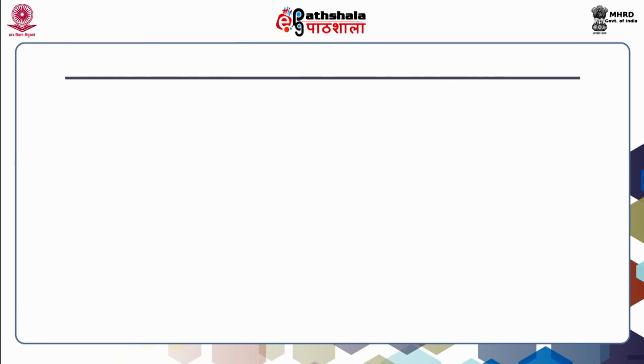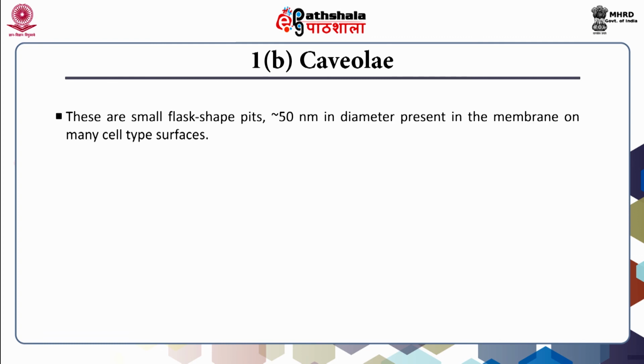Let us see what is caveolae. These are small flask shaped pits of size 50 nanometer in diameter present in the membrane on many cell type surfaces. These are non-clathrin coated.